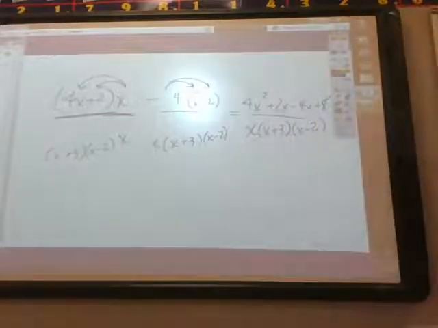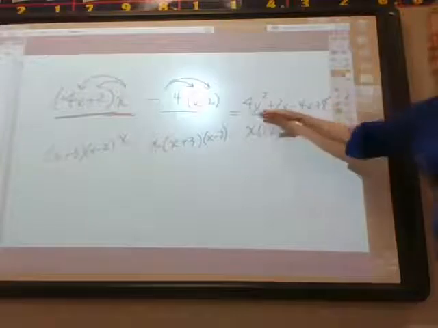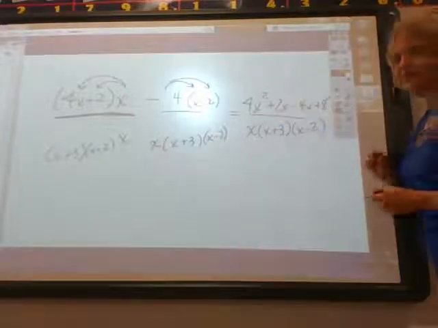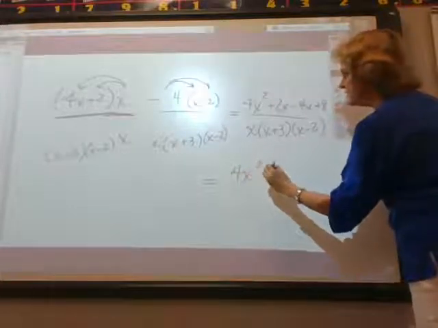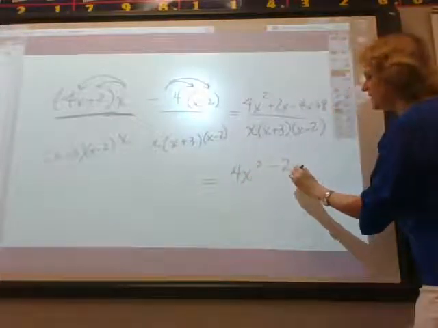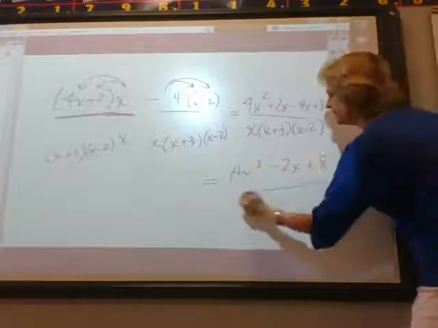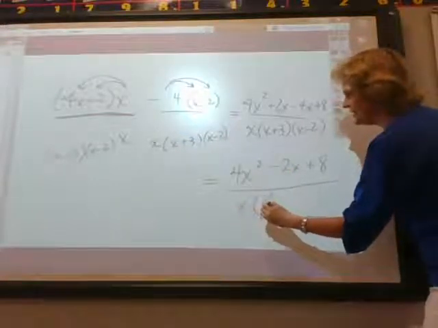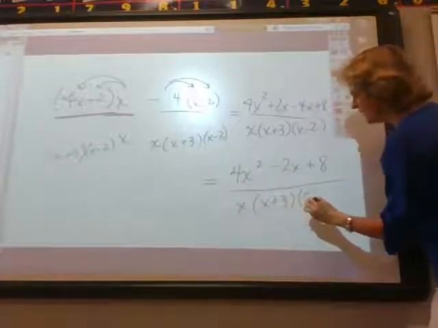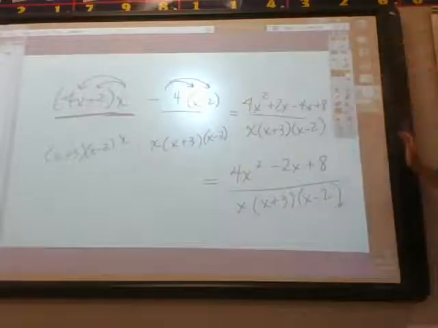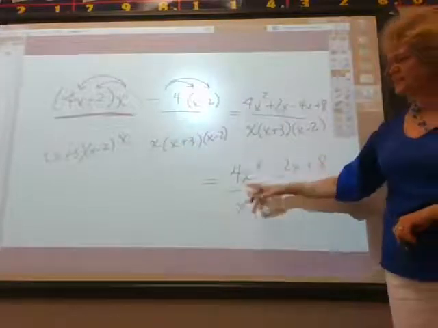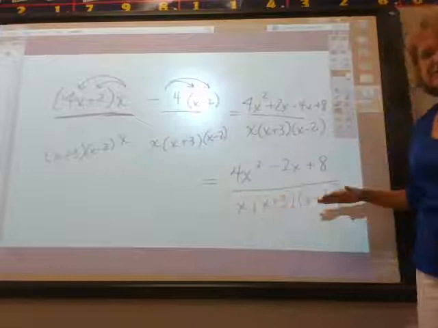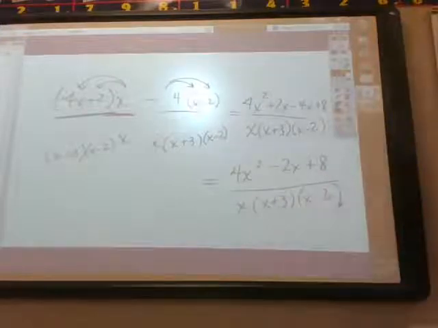All right, so the next thing that I see is that I need to collect like terms here. You're not quite finished. You always want to simplify, clean it up. So 4x squared minus 2x plus 8 over x, x plus 3, x minus 2. All right. So you could factor a 2 out of here, but it's kind of unnecessary because 2 is not going to cancel, so you can leave your answer like that.